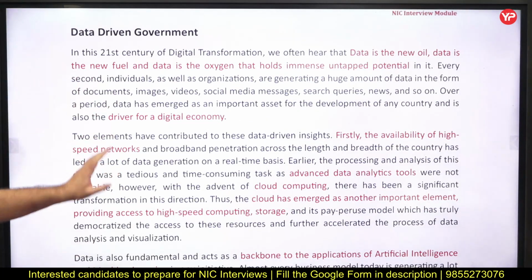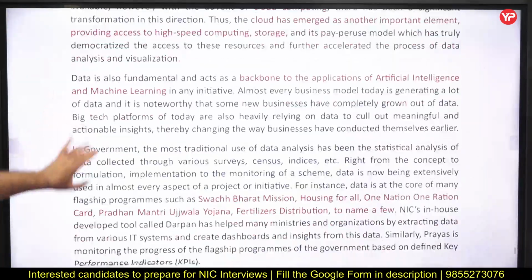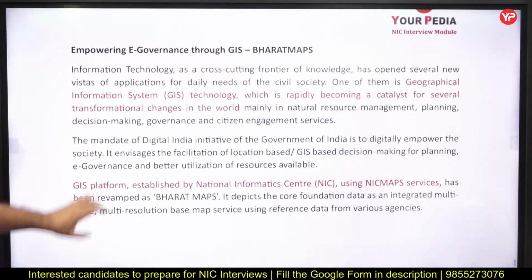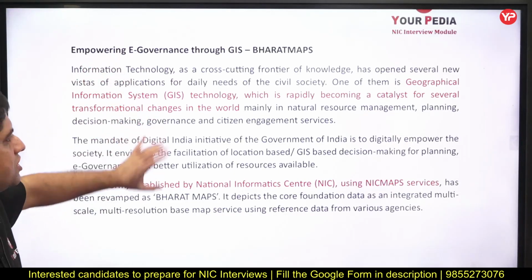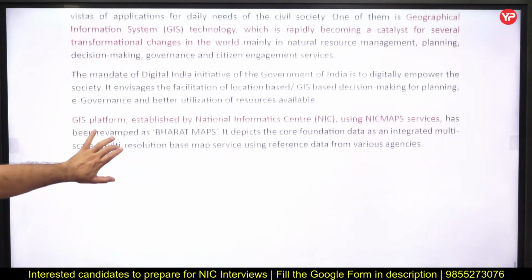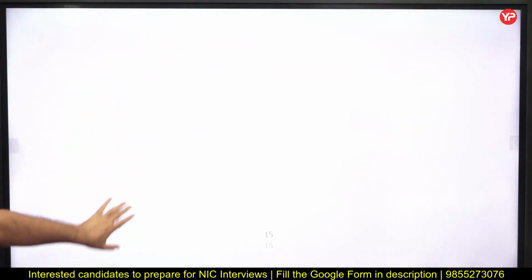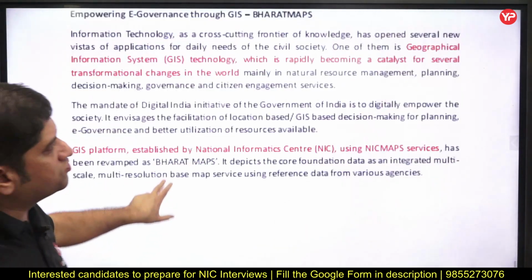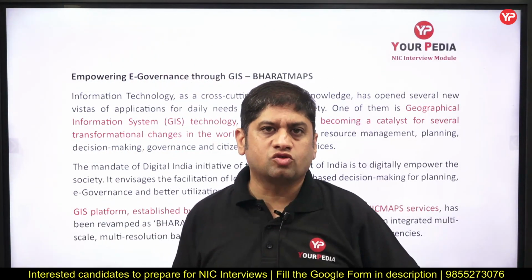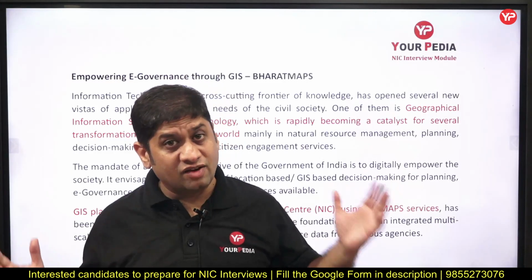And the last is data driven government, data science, how it is going to help government and what is the benefit of that. How, you know, empowering e-governance through GIS. भारत Maps, GIS Geographical Information System के बारे में आप क्या जानते हैं, and GIS platform जो NIC ने develop किया है, what do you know about that? So these are some of the informations. So please take this document and start preparing this document as whatever is relevant for you.